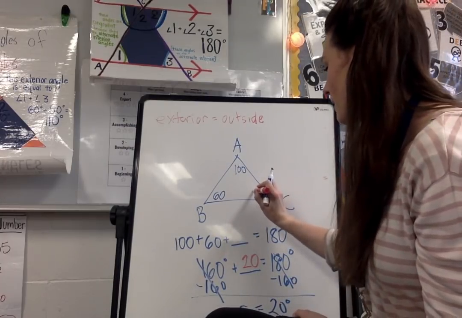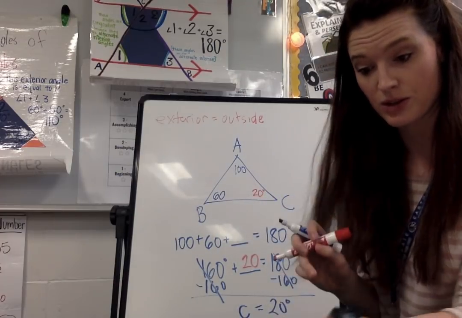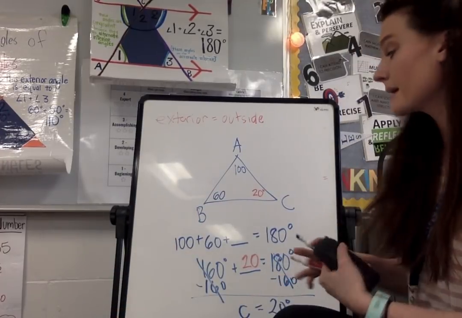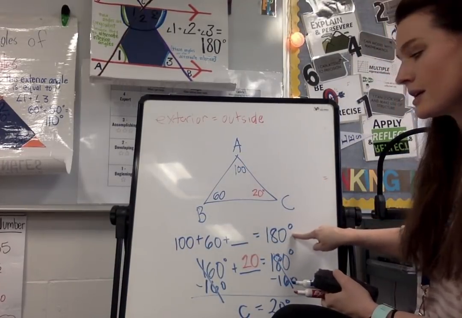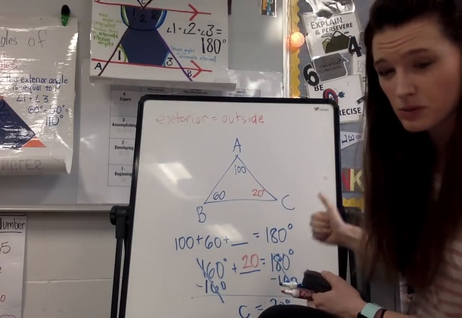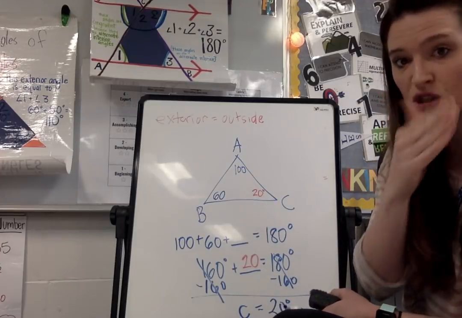So we have found from the interior angles of triangles that C is 20 degrees. You may want to label that on your piece of paper. Because A, B, and C equal 180, we can figure out what C is. We added those together, then subtracted from 180. So C is 20 degrees. That's your first part.